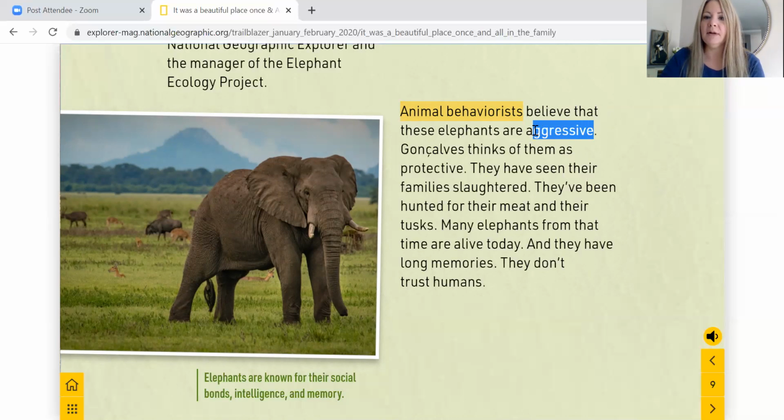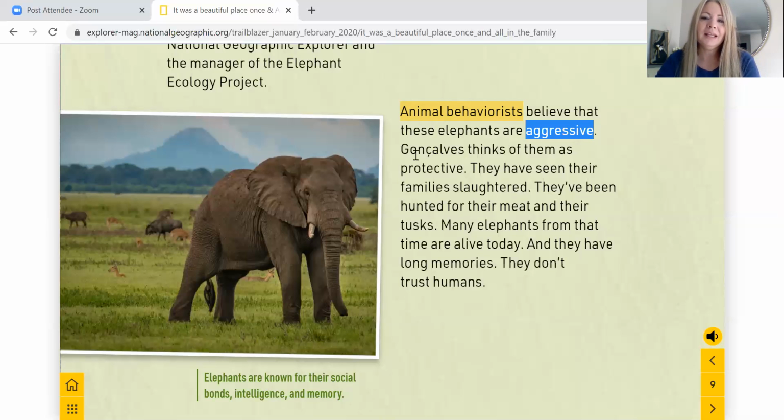Woo! Did anybody stop and tune into that word aggressive? Some of you might not know it already, and some of you might know it already. We could look around the word, but the author doesn't explain it. And I'm looking at the photograph and the caption. Elephants are known for their social bonds, intelligence, and memory, but that's not really telling me. I don't know if it means the same thing as intelligent or not.